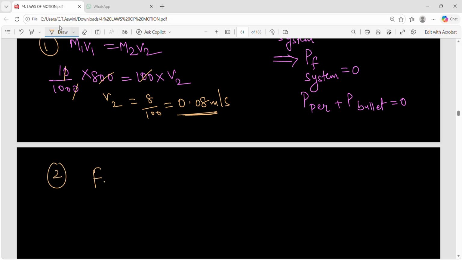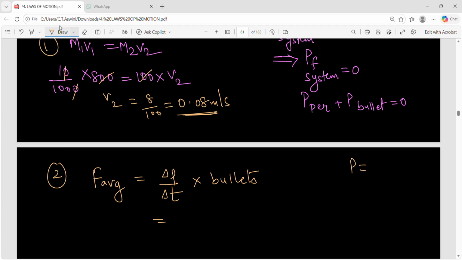How will you find the average force exerted on the person? That is nothing but the rate of change of momentum, right? Now, how many bullets are shot? 10 bullets are shot. So take that number of bullets also, because every bullet will create some impact, right? So when you are taking the average force, take the total number of bullets into consideration.